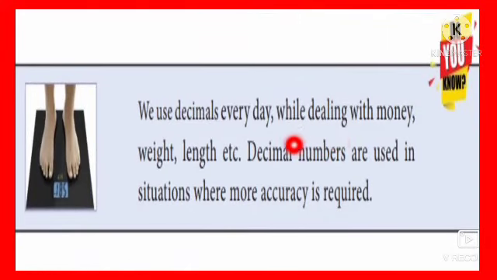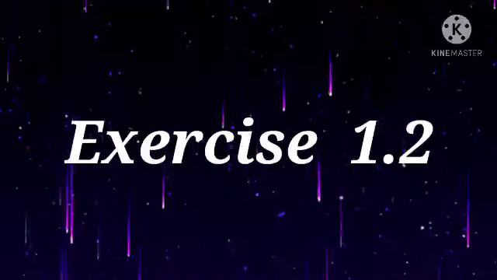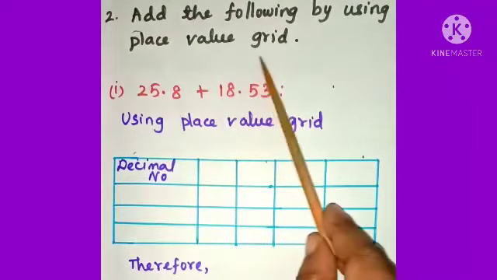Children, do you know? We use decimals every day while dealing with money, weight, length, etc. Decimal numbers are used in situations where more accuracy is required. Now children, we are going to see an exercise 1.2 problem. See the second problem: add the following by using place value grid.